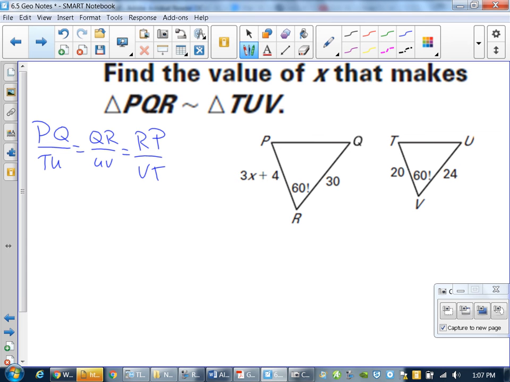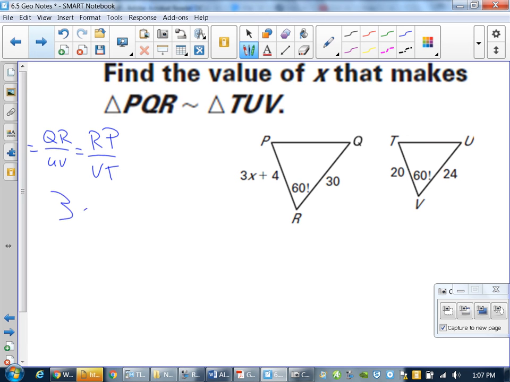So, fill in the blanks. Do I know what PQ is? No. Do I know what TU is? No, so I don't worry about that part. Do I know what QR is? Yes. 30, 24, 3x and a 4, and 20.